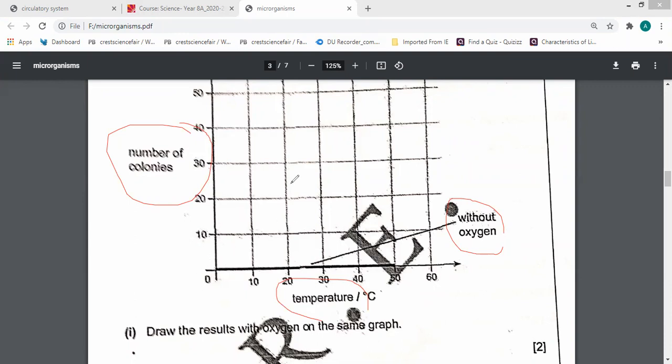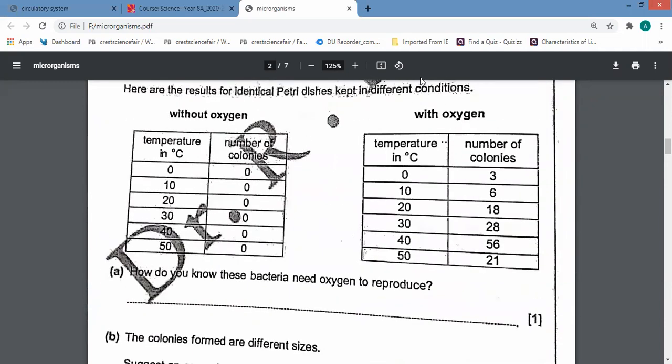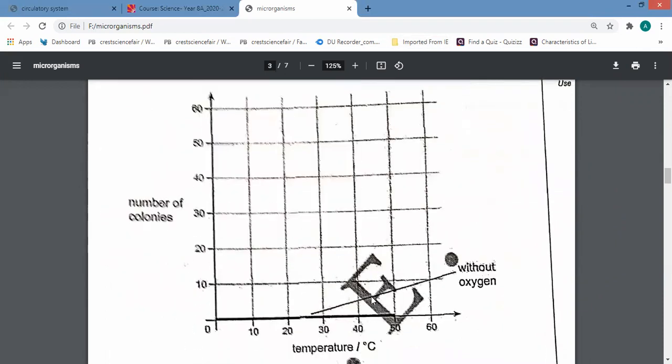Okay, let's turn back to the table. It's still about the first question. This table, this one. We will form the graph on this table. Clear, guys? It is the same question, not another one. Okay. Let's draw.